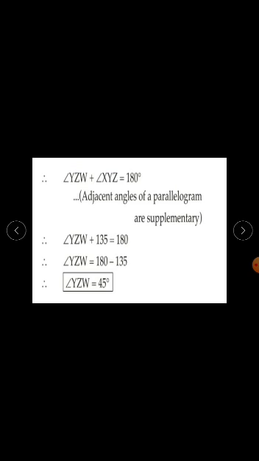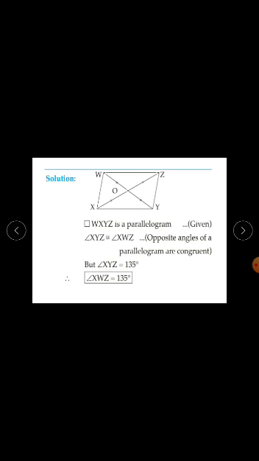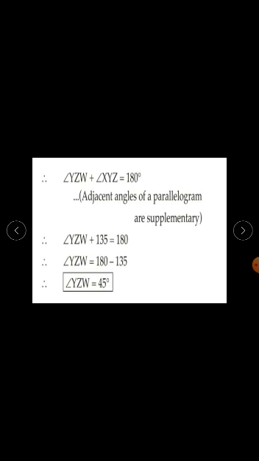Next, angle YZW plus angle XYZ is equal to 180 degrees. Adjacent angles of a parallelogram are supplementary. So angle YZW plus angle XYZ equals 180 degrees.